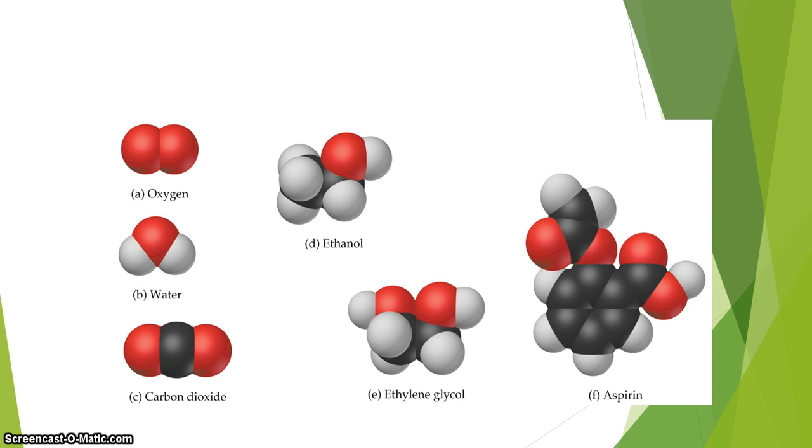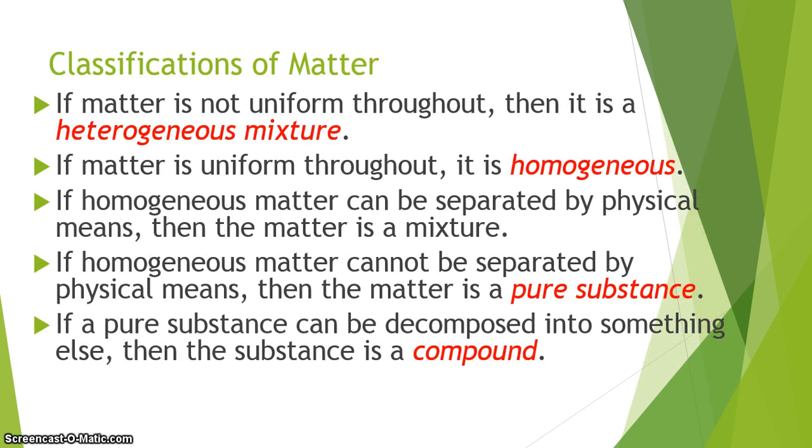So if we look at a picture here, this little A is oxygen. So there are two oxygen atoms and they are exactly alike. Here we have water. The red is oxygen and the white are hydrogen. So we have two hydrogens to one oxygen. Carbon dioxide: we've got carbon here, the black one, and the two reds again are the oxygen, CO2. Here's ethanol. There's some carbon in here, here's hydrogen, and here's oxygen. Ethylene glycol, which is antifreeze, aspirin. These are all molecules that are made up of atoms.